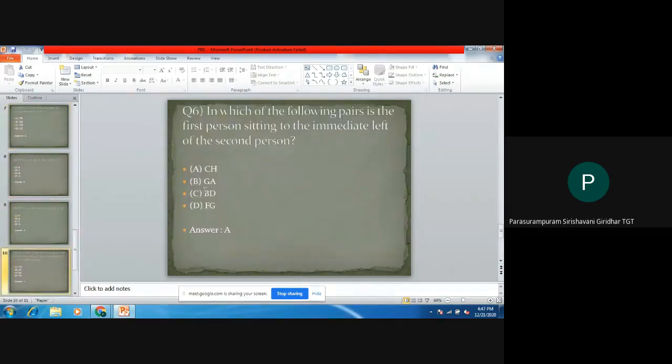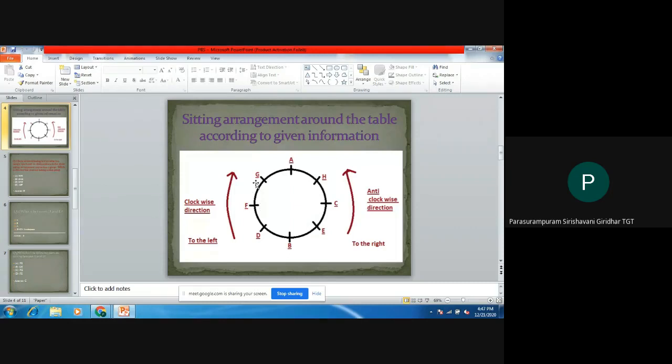Let me take one, that is GA. Option B is GA. Now if I take GA, please look at the figure. The first person is sitting to the immediate left, that is G is sitting immediate left of the second person. Is it so? No. To the right side of A, G is there. To the left side of G, person A is there. So here the correct option is only A. The other three are wrong ones.